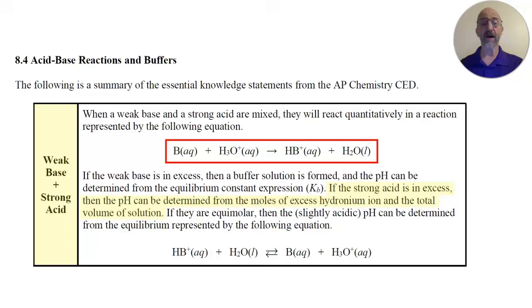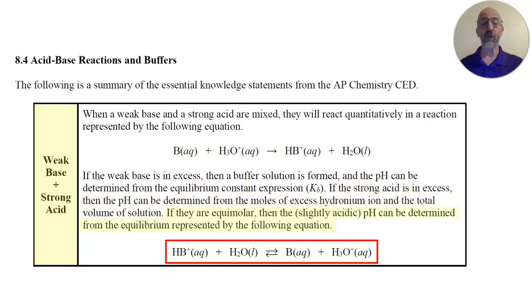Well, what if you have arrived at the equivalence point in a weak base strong acid titration? Now, if they are equimolar, then the slightly acidic pH can be determined from the equilibrium represented by the following equation. You can see that the conjugate acid, HB+, in solution reacts with water to produce the weak base B, and then a little bit of hydronium ion is produced, and that's why the solution is slightly acidic when you arrive at the equivalence point in a weak base strong acid titration.